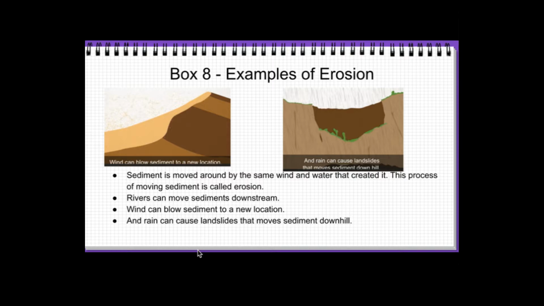Now for erosion: sediment is moved around by the same wind and water that created it. This process of moving sediment is called erosion. So erosion has to do with movement. Rivers can move sediments downstream, wind can blow sediment to a new location, and rain can cause landslides that make sediment move downhill.